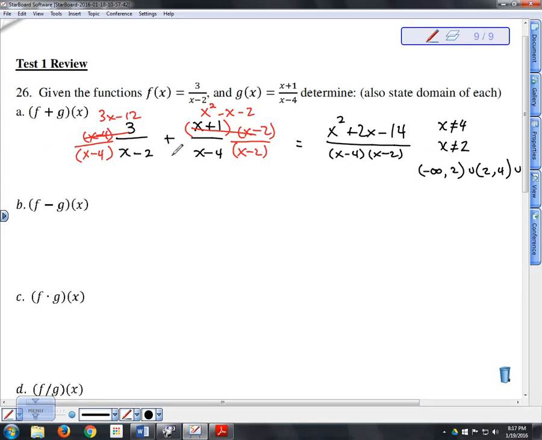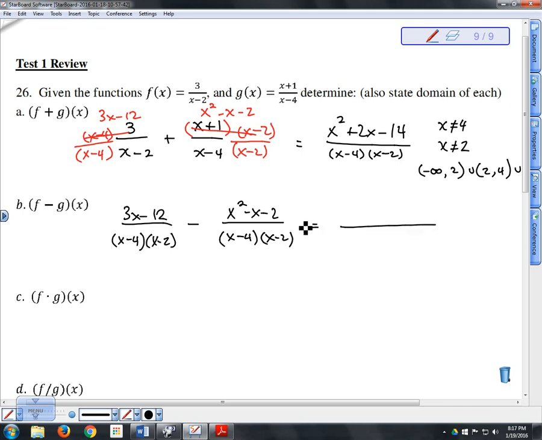Now for part B, we were just about there in part A. All we'd have to imagine now is the plus sign being replaced by a minus sign. So we'd have 3x minus 12 over x minus 4 times x minus 2, minus x squared minus x minus 2 over x minus 4 times x minus 2.